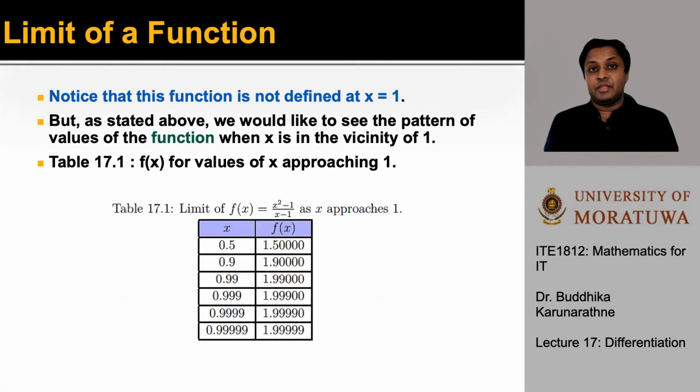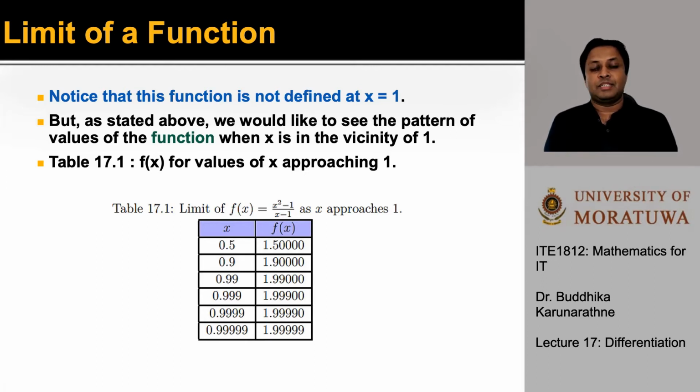When you look at this function, you notice that this function is not defined at x equals 1 because it will be division by 0 if we substitute 1 in this function. But that's not our concern. As stated above, we would like to see the pattern of the values of the function when x is in the vicinity of 1. So let's do that by using a table.